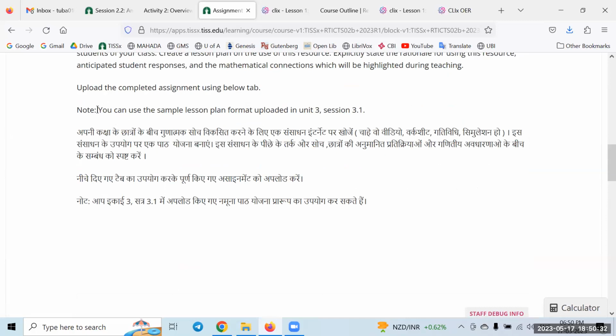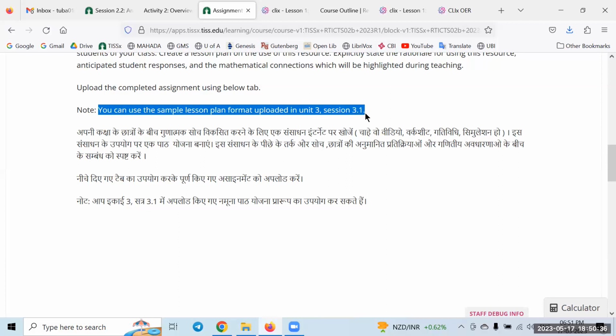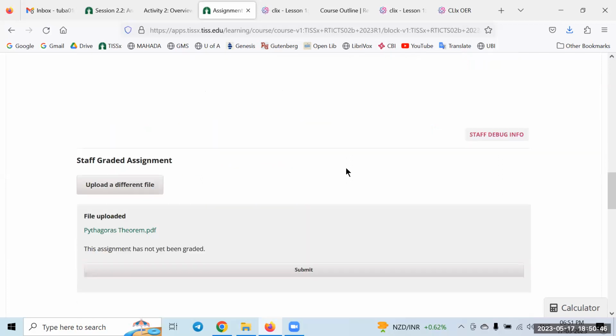We have given a simple lesson plan in Unit 3, session 3.1, and this unit is also released. If you want to use it as a template, you can, though this is just a suggestion. You just have to upload and wait. We will grade it and upload the grade, and then you can see the points credited for your assignment.